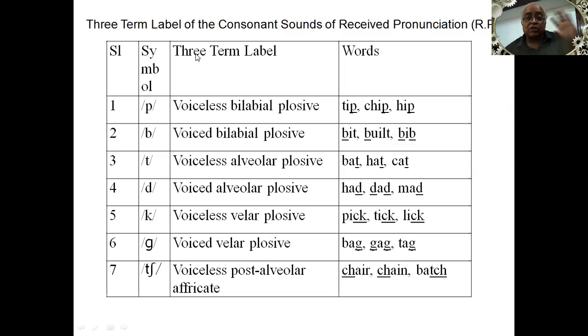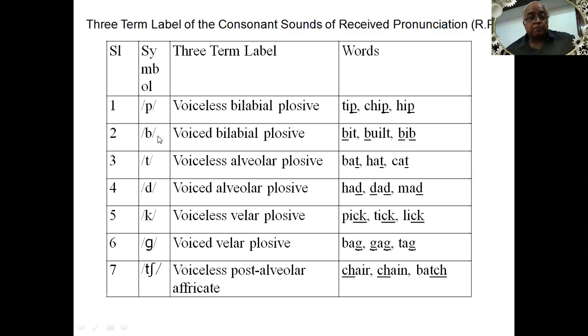Three-term label, what we had seen earlier, is a voiceless bilabial plosive. The state of the glottis, voiceless. The place of articulation, bilabial, and the manner of articulation is plosive. This is pa. So you find it in the word tip, this P in tip, this P in chip, and P in hip. Tip, chip, hip. This is not at all a problem for us.